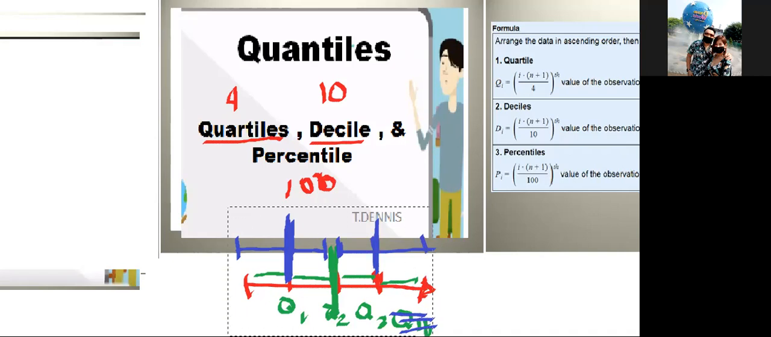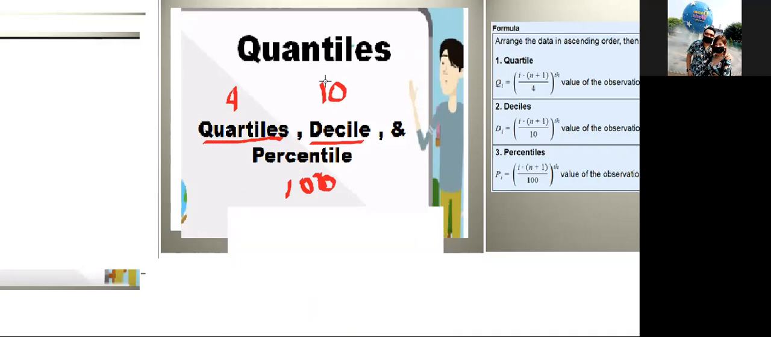On the other hand, we also have deciles. Deciles are a division into 10 equal parts. If you have a data set, you need to divide it into 10, so you need to have deciles, same as percentiles for 100.